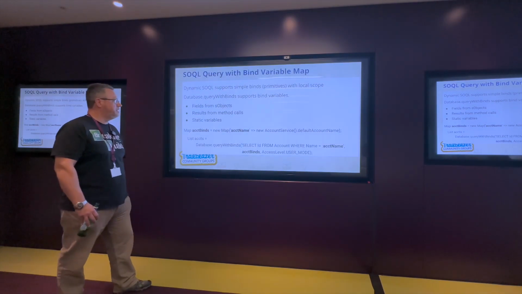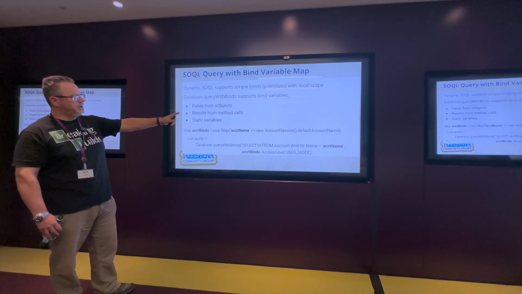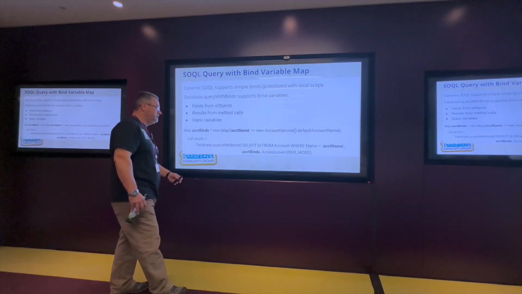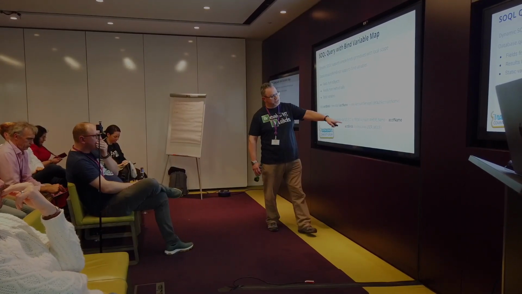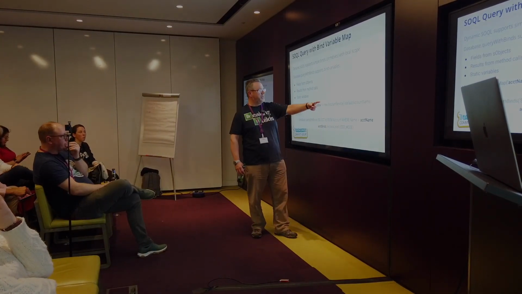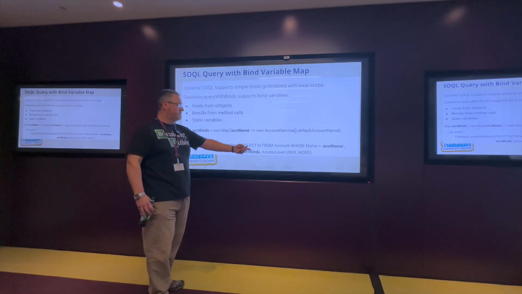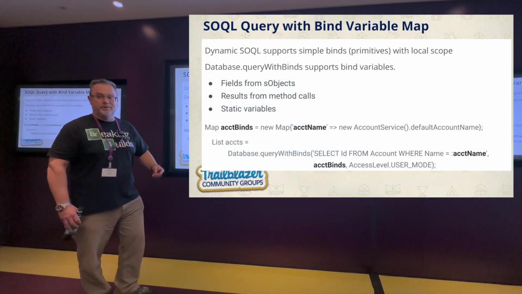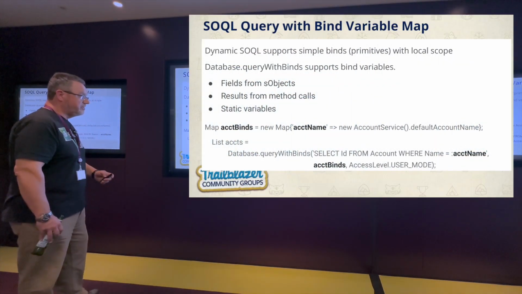But this is what it would look like. I create my map, I put a key, I put a value, and I can have as many of those as I want. And then I have my database query with binds. This is dynamic SOQL. And then I can refer to a key, and that will expand up into whatever I need it to. And obviously I give it access level user mode because I want to pass the security review with this piece of code. Very important.